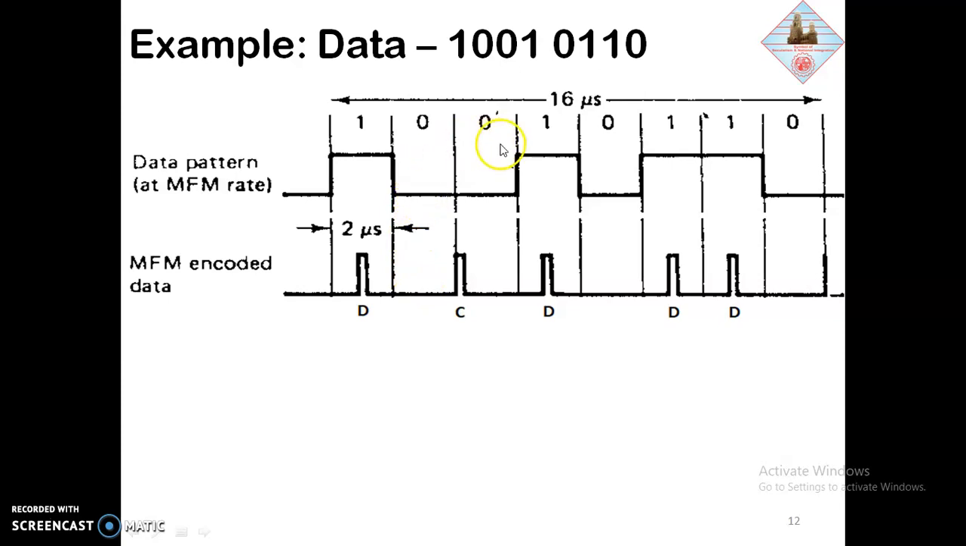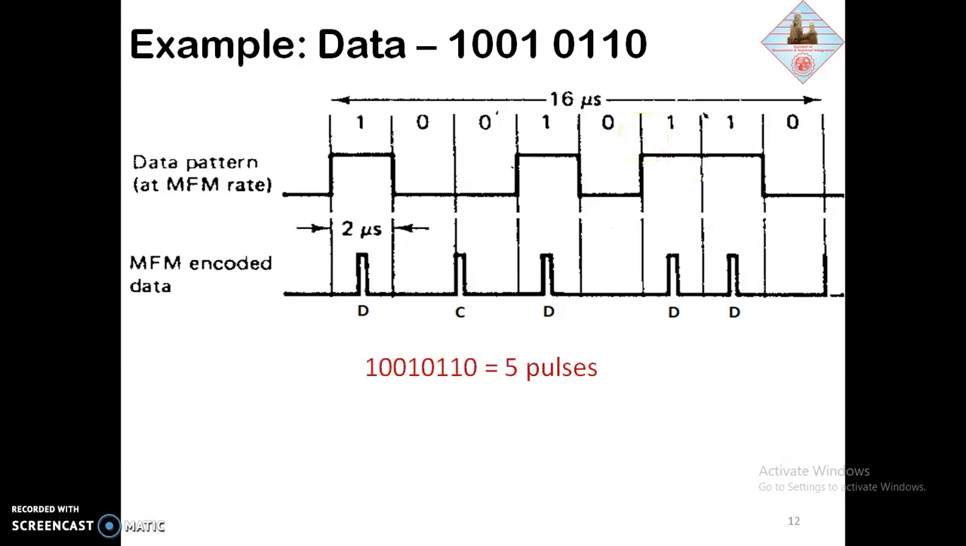Moving on to the next input. Now the current input is 0. So again we will check the previous input. For this 0, previous input is also 0. So for the current input 0, we will add a clock pulse at the beginning. Now moving on to the next input. Next input is 1. So we will directly add a data pulse at the center. Similarly, we can do this thing for all the remaining 4 bits.